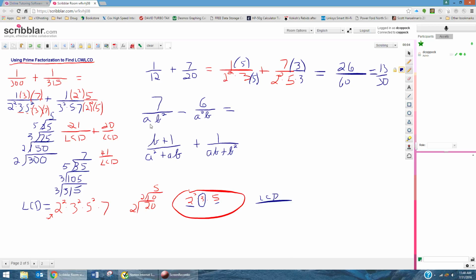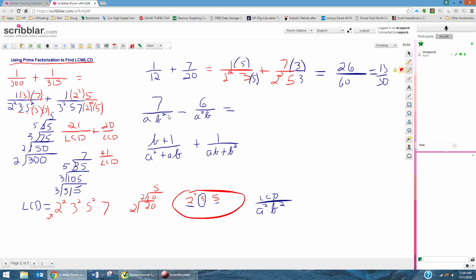I need to have at least the letter A, but I need 2 factors of A. So A squared. I need a B, but I need 2 factors of B. So there's the LCD, because when I look at this second denominator, I see I've already got an A squared and I already have at least one B. So what do I multiply top and bottom of each fraction by to turn the denominator into the LCD?